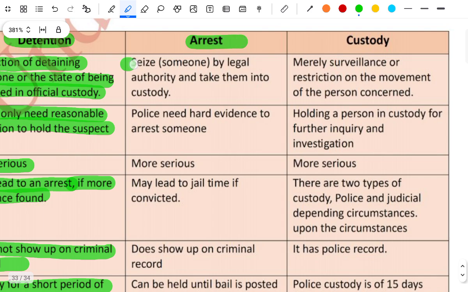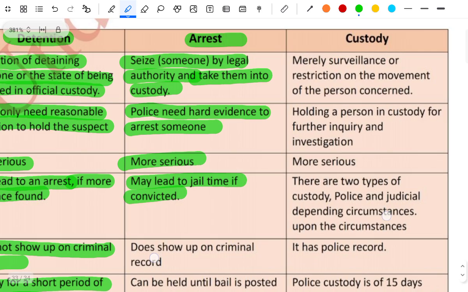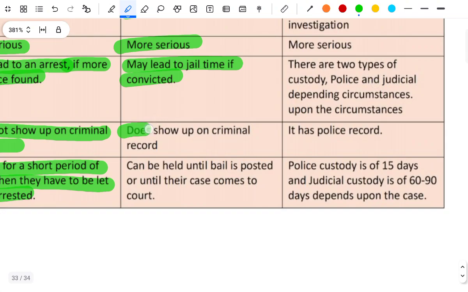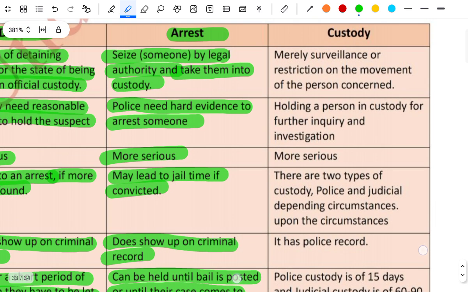Arrest. To seize someone by legal authority and take them into custody. Police need hard evidence to arrest someone. It is more serious and may lead to jail time if they are convicted. It goes on the criminal record, and the person can be held until bail is posted or until the case comes to court.